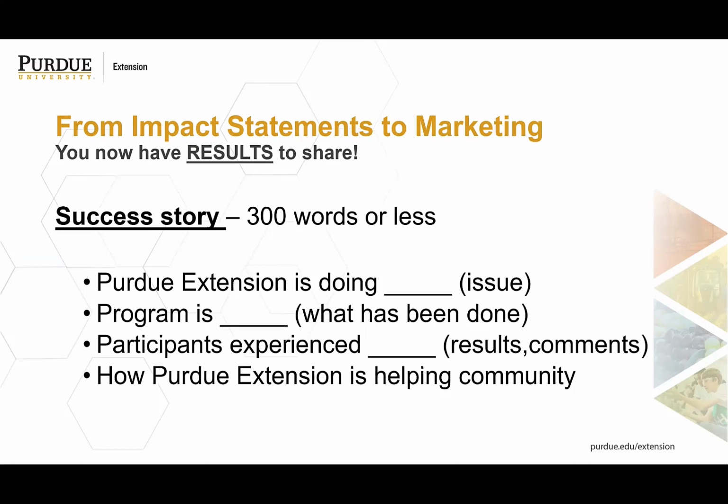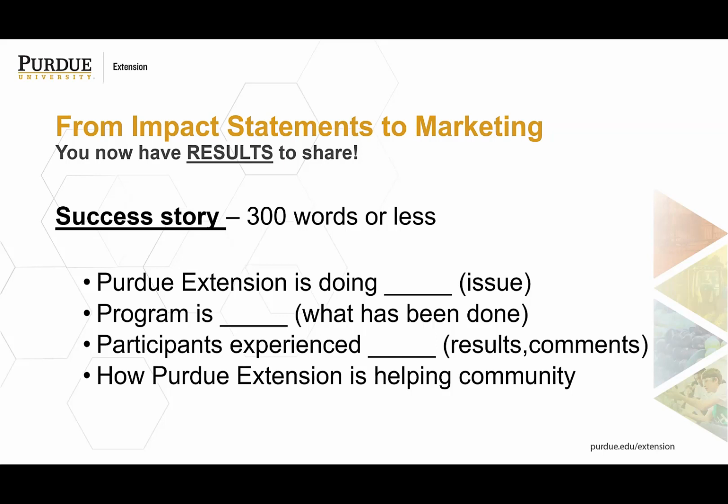So let's talk about how you take an impact statement and move it into the format of a success story. So the idea is, you have results. You've written this impact statement. There are results there, and we want people to know about them. So if you're going to take your impact statement and make a success story, you want to first of all shorten it. You probably want to contain it to about 300 words or less.